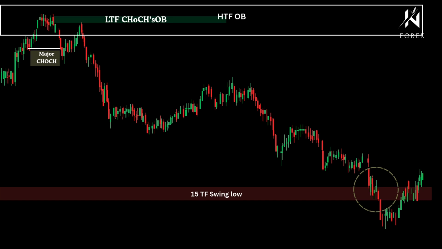5. Final thoughts. While this setup played out perfectly, it's crucial to remember, not every trade will be this clean. Risk management and strict adherence to your trading plan are what truly lead to long-term success.